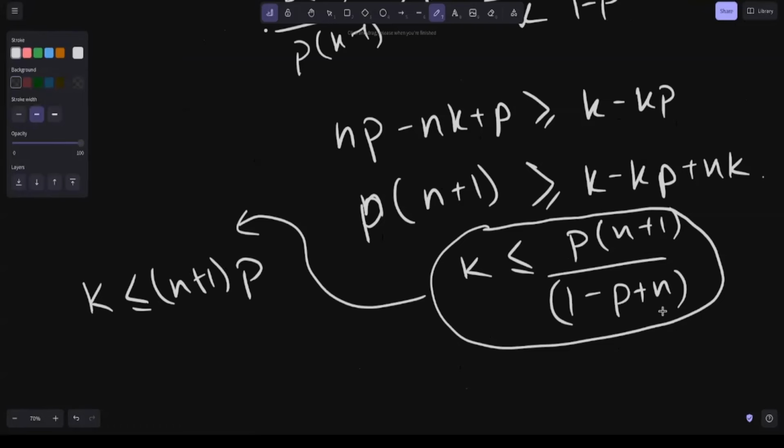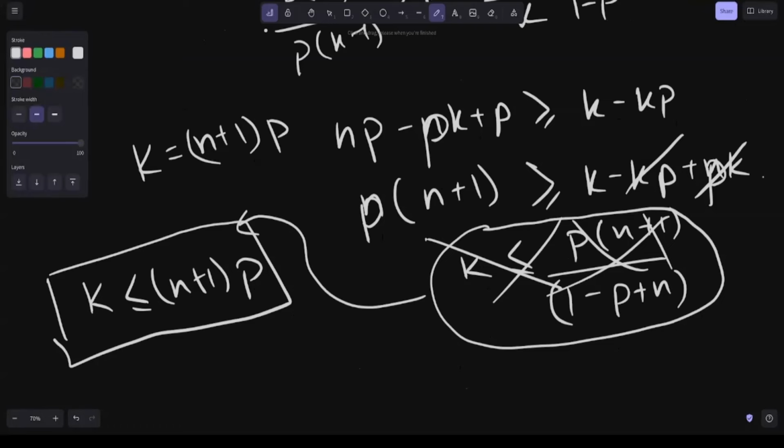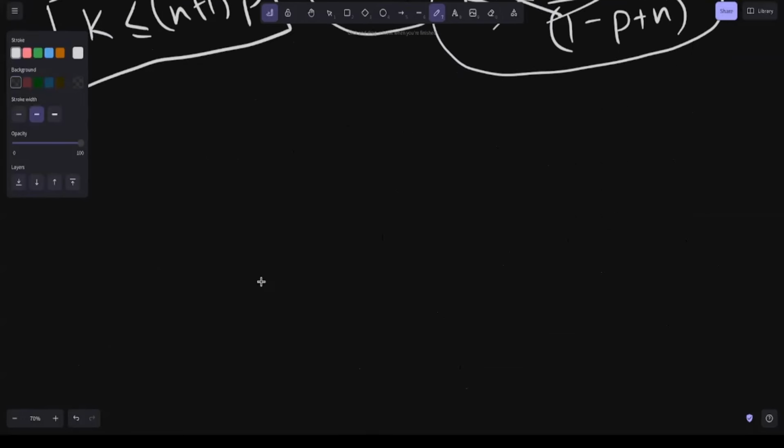I might have made some silly mistake here, because the answer is supposed to come out like this. I think I have made a mistake. So this has to be kp. Sorry, this is kp, so this would also be kp, and this gets cut. Yes, so this was a wrong statement, sorry. So the final answer comes out to be this. In this case, the maximum value of k will be around (n plus 1) into p, and we take the biggest integer value of k there.